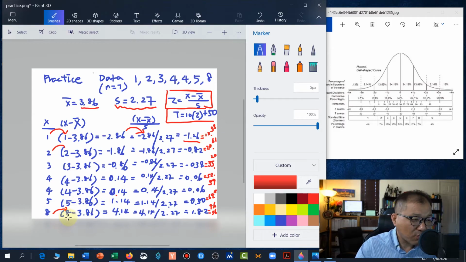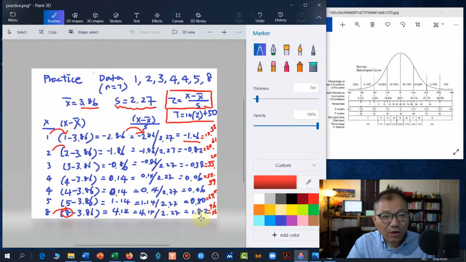What if your score is 8? Your score is 8, which is bigger than the mean. So without calculation, you can see you are way better than the mean. So your score should be on the right side. And your score 8 is 1.82 standard deviations above the mean.